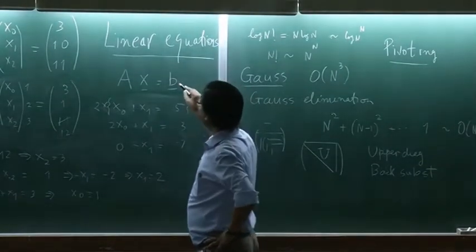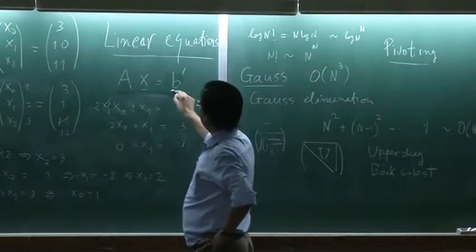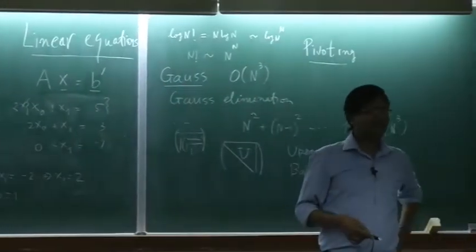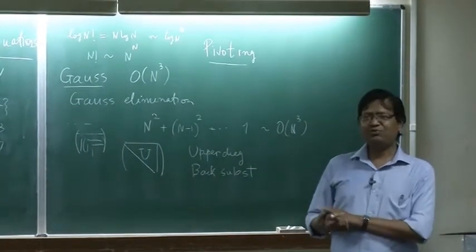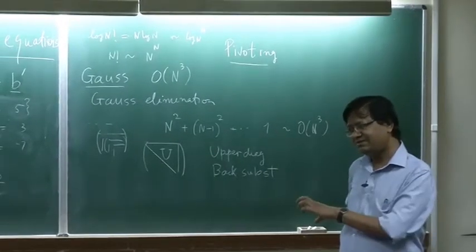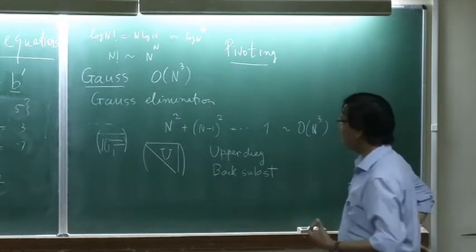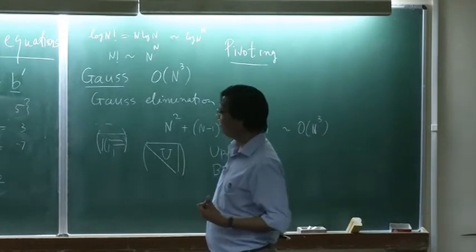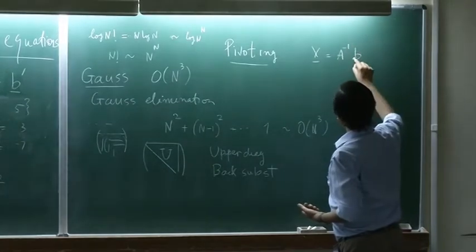But somebody says, well, I don't want to solve this equation, but I want to solve for b prime. Now I have to do the same thing again, right? Ax equal to b prime, and order n cube again. So the better thing is, if you use this matrix A again and again for different b's, then compute the inverse. And once you have the inverse, then how many operations will it take? It's not n cube. So I want to solve x equal to A inverse b.